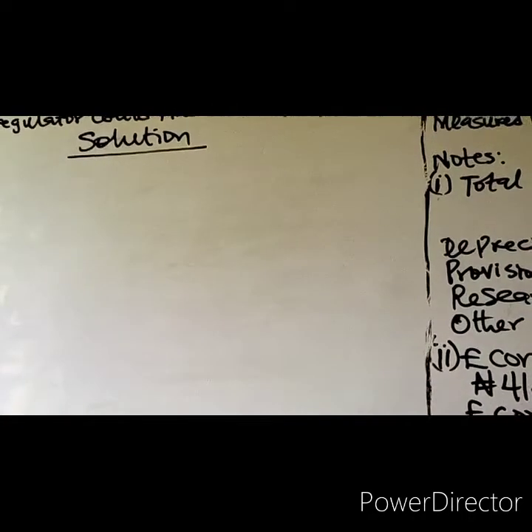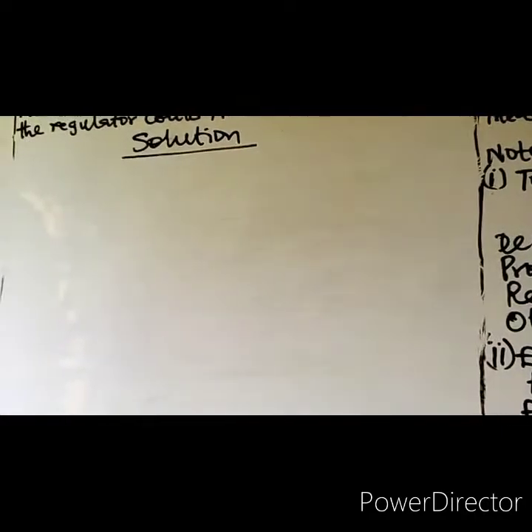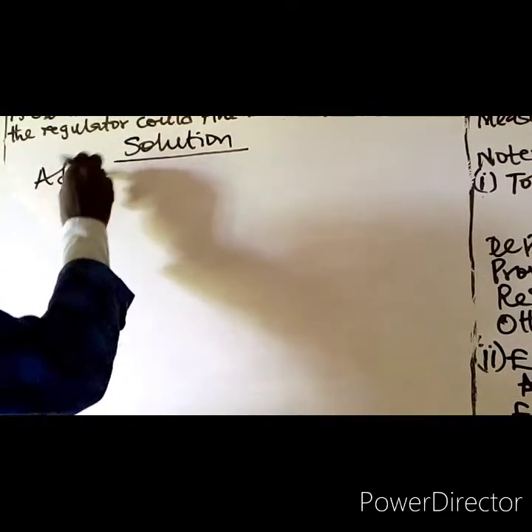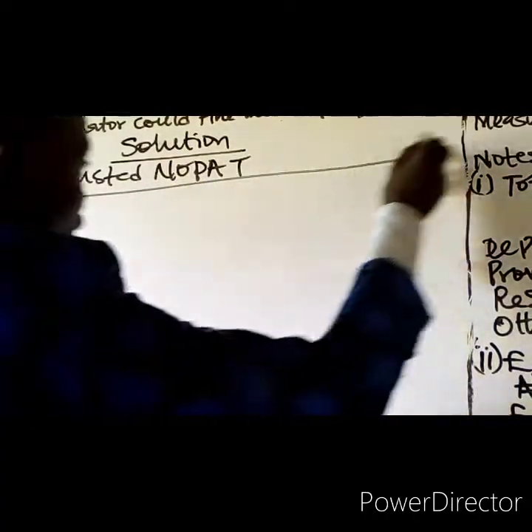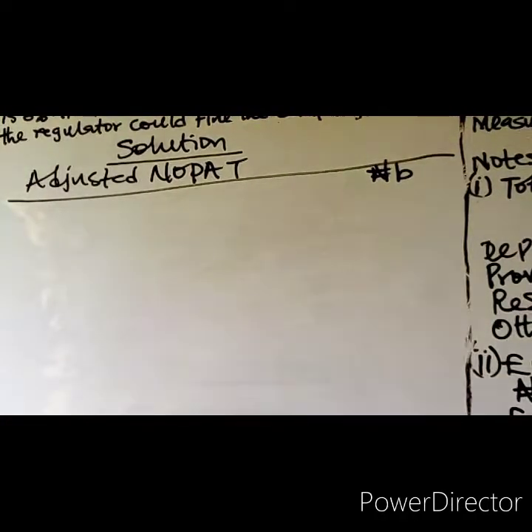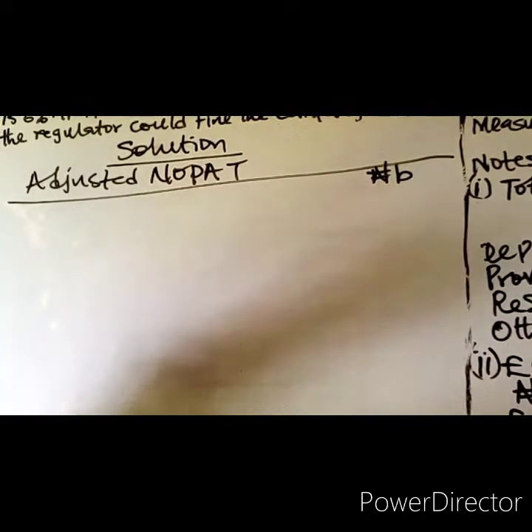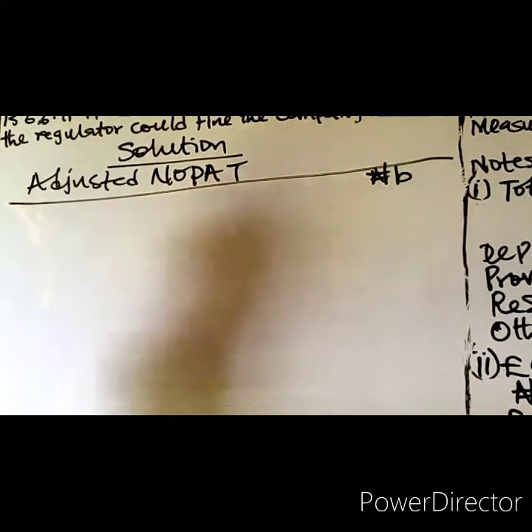I've told you that to calculate EVA, economic value added, you will need to calculate the adjusted NOPAT. Let's compute the adjusted NOPAT, in billions of naira. Now, I've told you that you start with operating profit, I think profit before interest and tax. Profit before interest and tax.